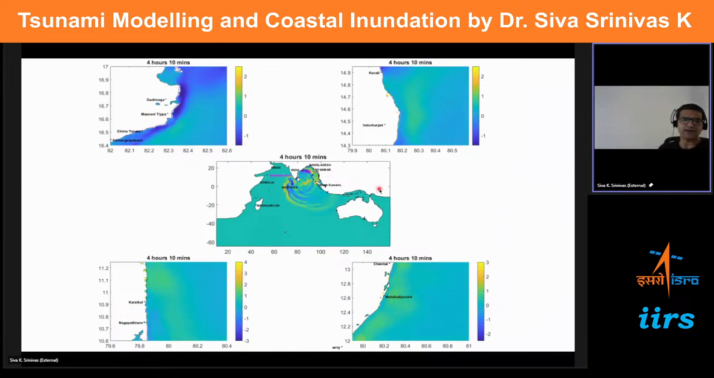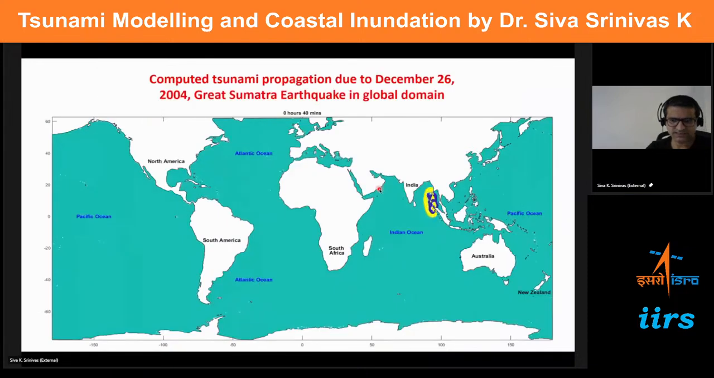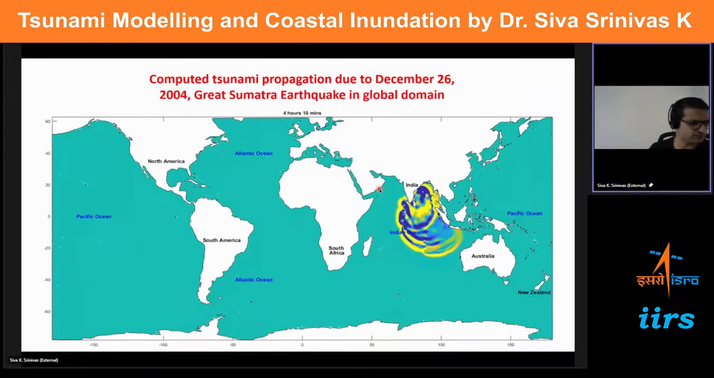So the importance of the unstructured grid is that the complete east coast, in a single stretch, you can obtain the inundation, which is quite complex, quite impossible with structured grids. So this is a typical propagation of December 26, 2004 in the complete world.